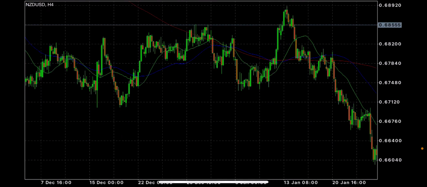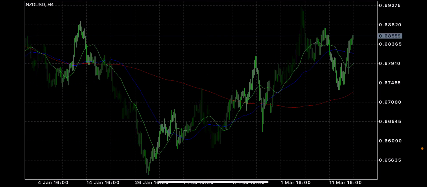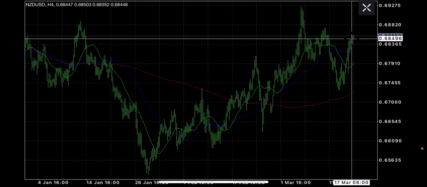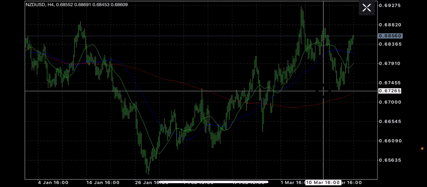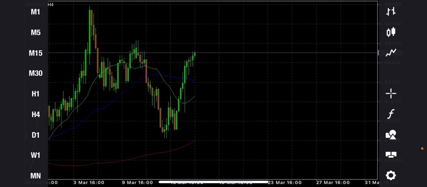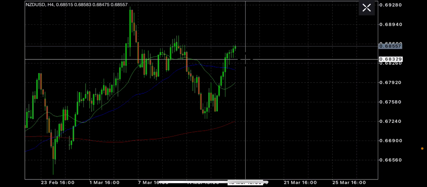All right, let's look at this. Last time price was in this area, it dropped. Last time price was in this area, it dropped. So we've got all the people who remember price being in this area, and right now they just sell, sell, sell.